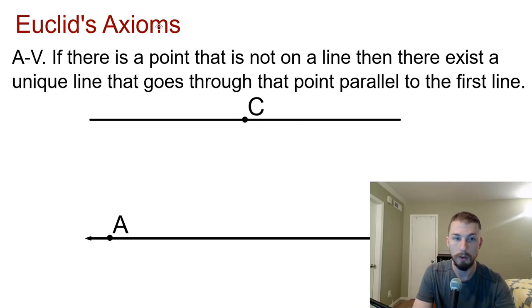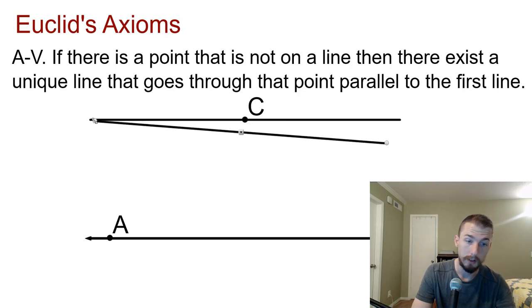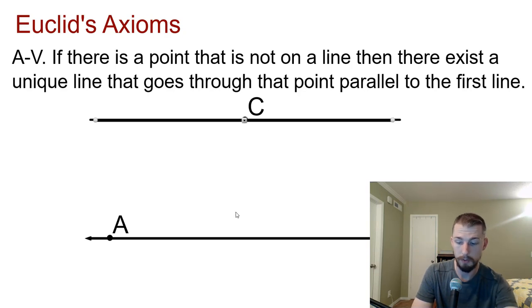So if we try drawing another one that goes through point C, and it's not the same as the original line, then it's eventually either going to intersect the line on the right side or on the left side. And if it doesn't intersect the line and it goes through that point, then that tells us that those lines are actually the exact same line. So they're not unique, in other words.